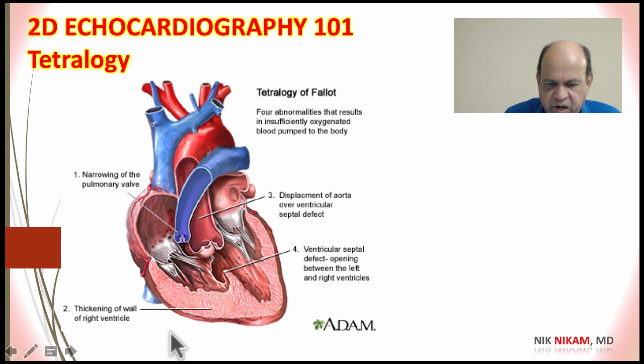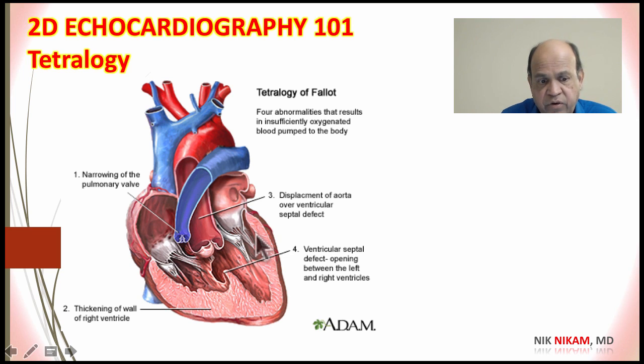Next, we are going to look at tetralogy. This is taken from the Adams. The tetralogy is associated with one overriding aorta. There is ventricular septal defect, and there is pulmonic stenosis, and there is right ventricular hypertrophy. So these are the 4 characteristics of tetralogy.